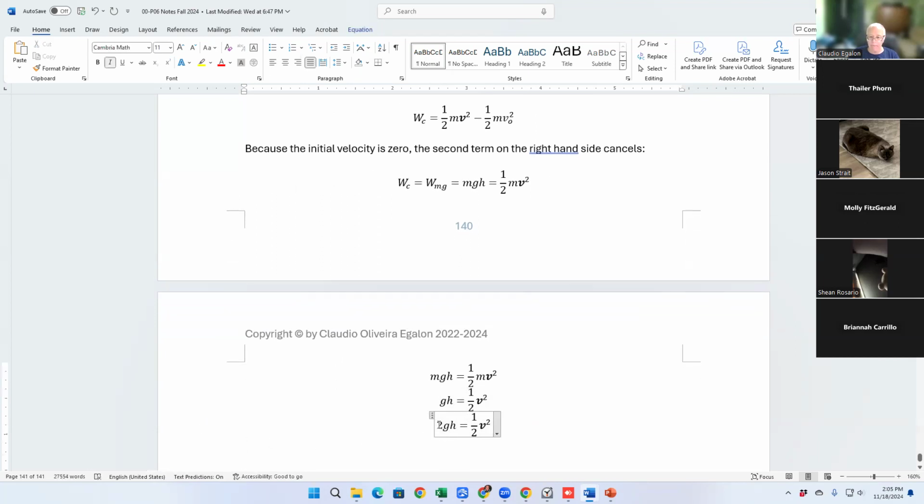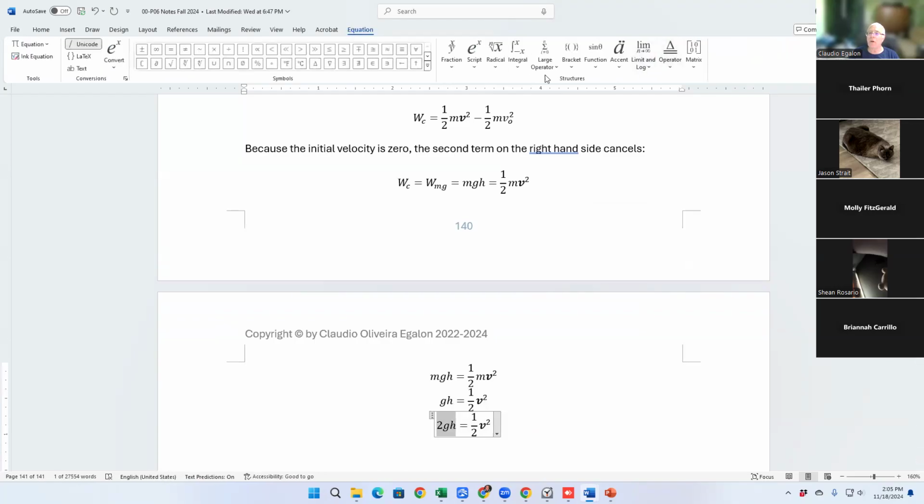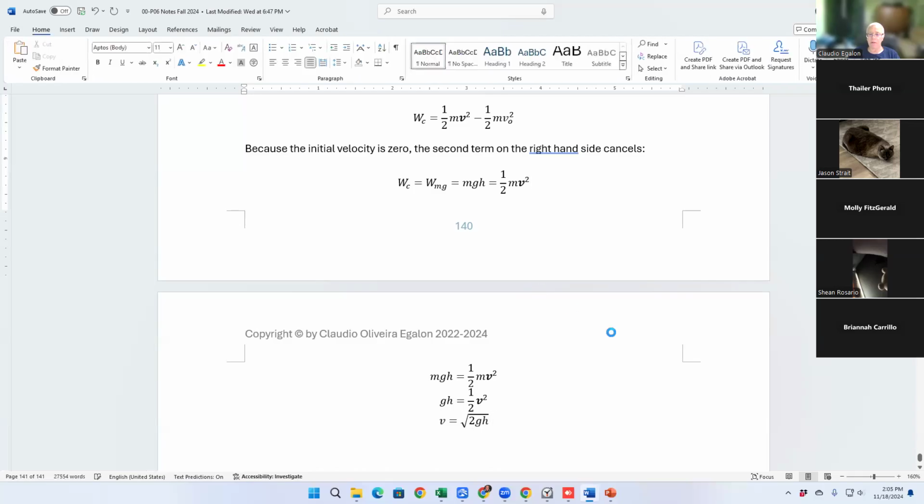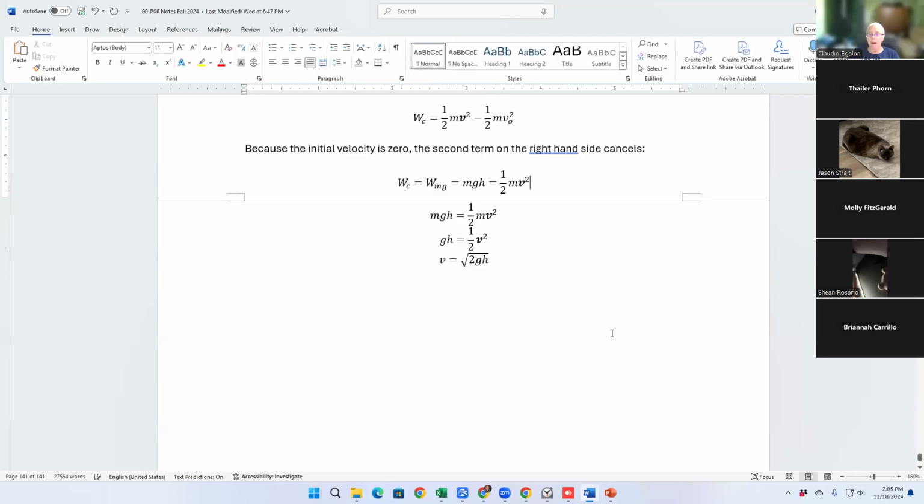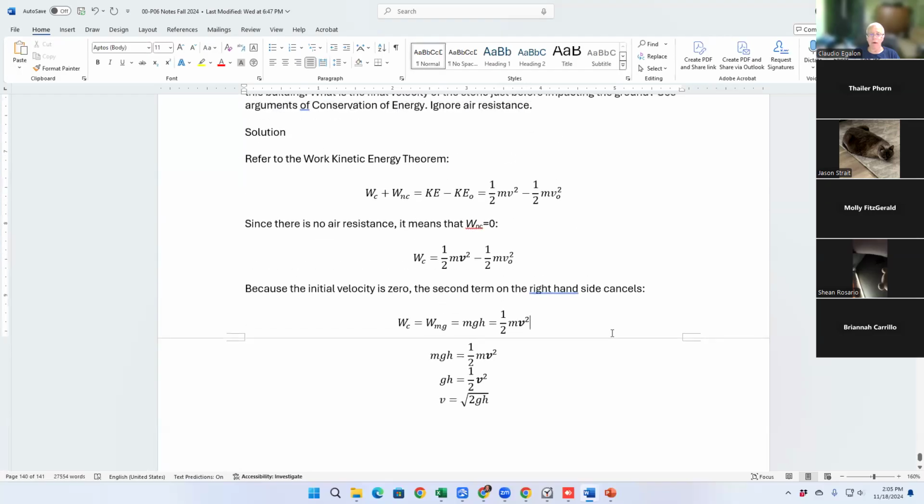And we end up having this final result, which matches the result that we would get if we were using kinematics. Okay? That's one way to solve this problem using the work kinetic energy theorem. A more straightforward way to solve this problem would be just to use the conservation of energy. Okay?